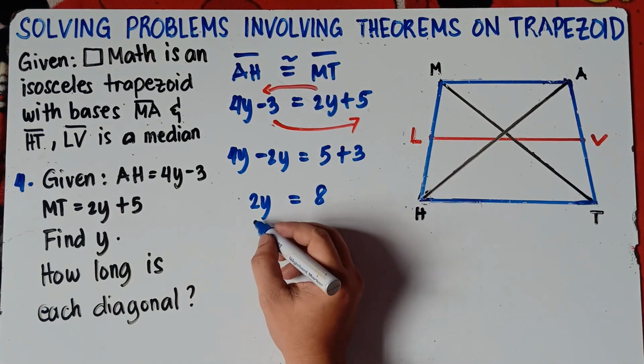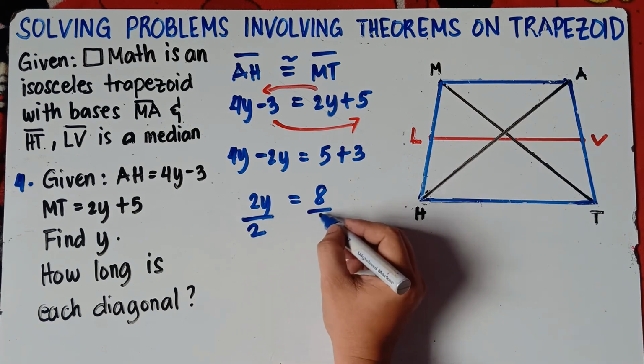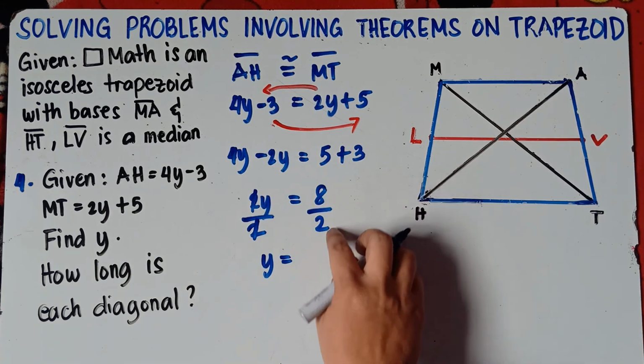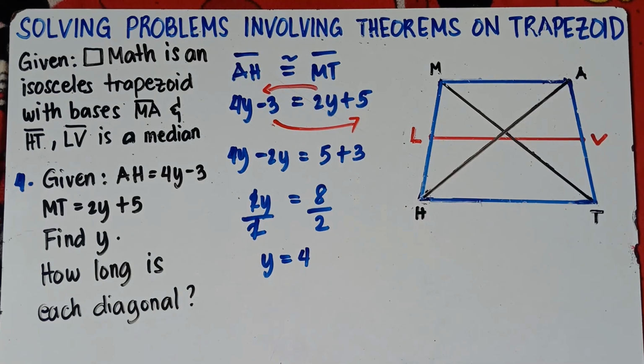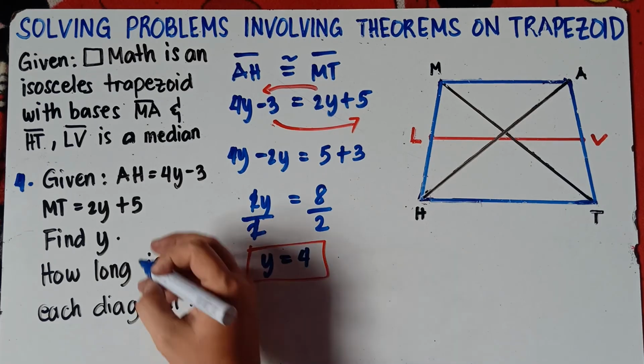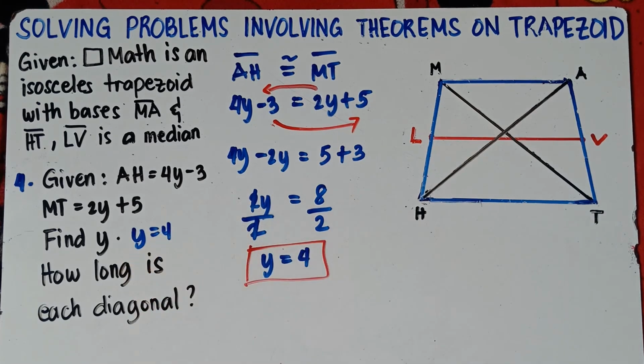To get the value of y, divide both sides by 2. So our y is equals to 8 divided by 2, that is 4. That's it, class. That's the value of y. Easy, right? So y equals 4.